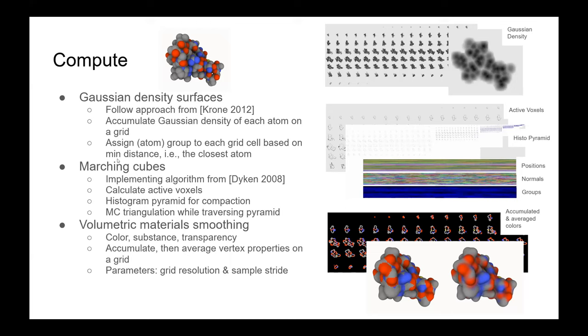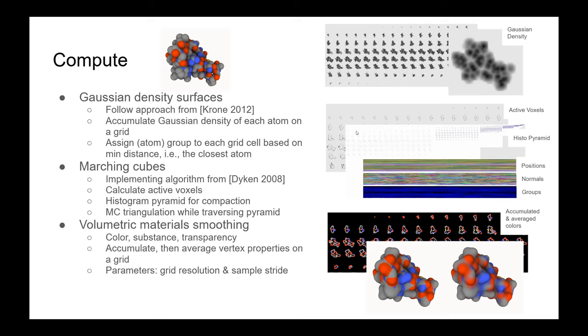We do this with the good old marching cubes, implementing an algorithm by Dyken, which uses histopyramids to speed up going through. The first step is to actually find all the voxels, all the grid cells that your surface is part of. And then for those, we create a histopyramid.